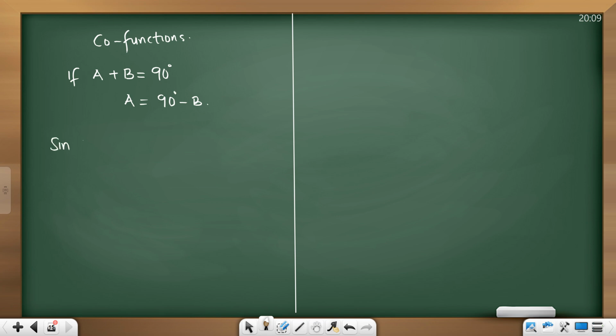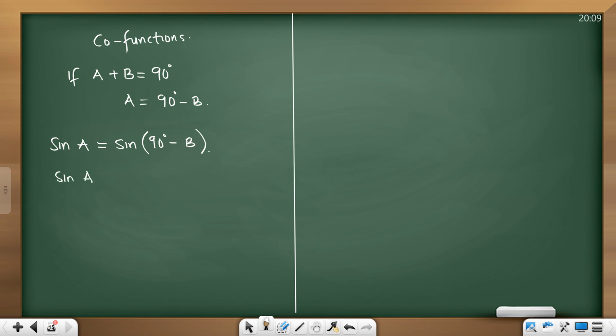Now, sine A will be the same as saying what? Sine of 90 minus B. I don't know if what I'm doing makes sense. If A plus B equals 90, then A is equal to 90 minus B. Now, if I write sine A, what does it mean? Instead of writing A, I'm writing 90 minus B.